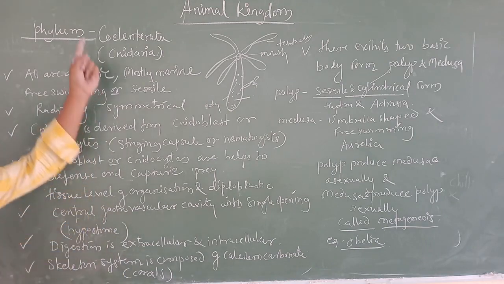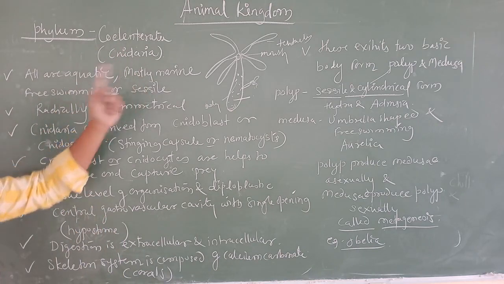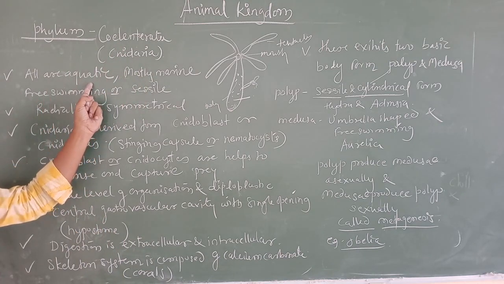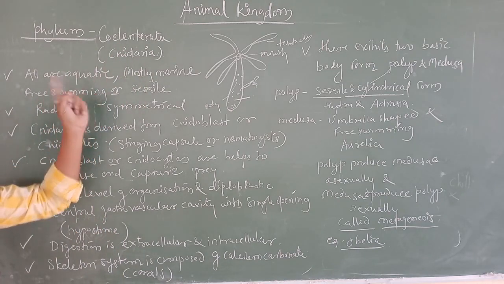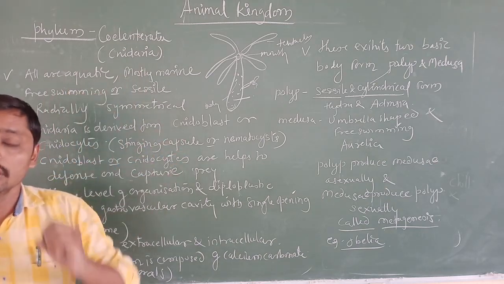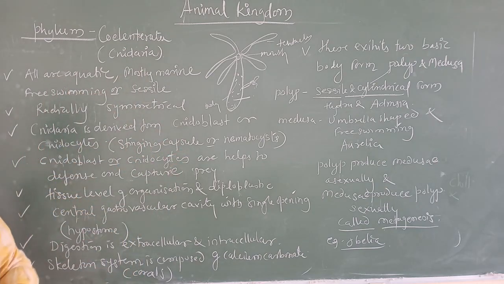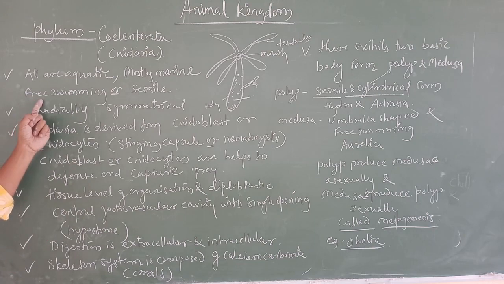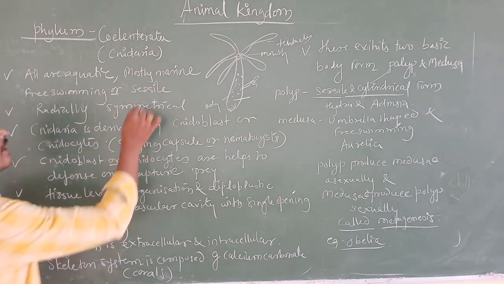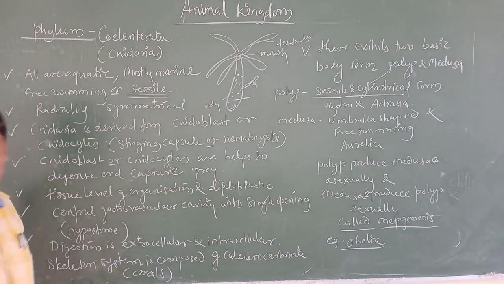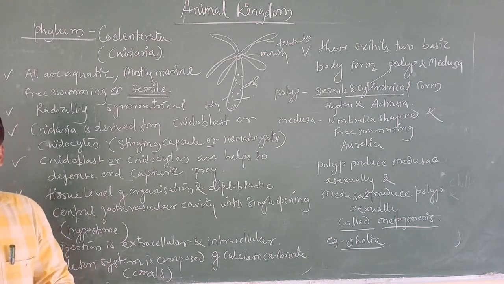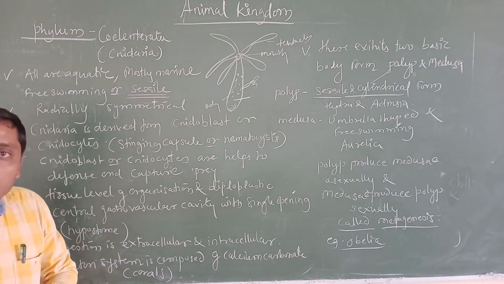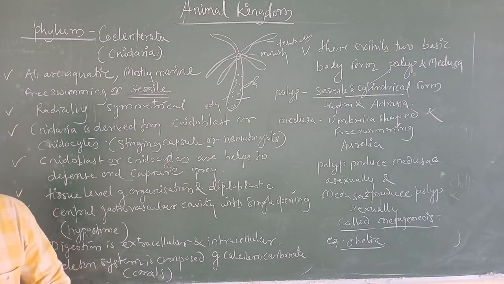Now when we study Coelenterates or Cnidarians, all are aquatic, in the sense they live in water, mostly marine. We find these organisms in marine water, and some are free swimming and some are sessile. Here a new word comes: sessile, S-E-S-S-I-L-E. Sessile in the sense what? They are not movable. The organisms which have no movement or no locomotion are called sessile.